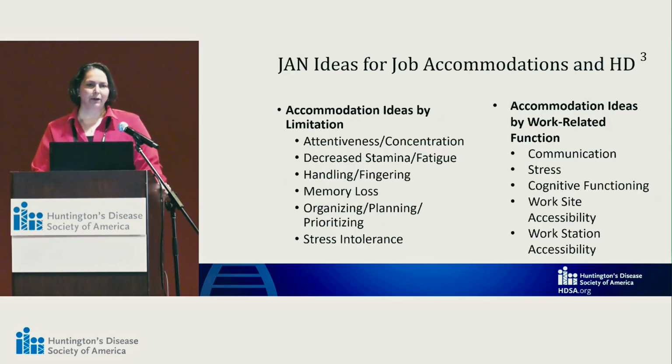So I mentioned the Job Accommodation Network. This is a really wonderful resource. Their website is at the end, and there's a resource list, but it's askjan.org. This is a free resource, and they have very specific hints and tips and technical information about the ADA. What I have up here is their Huntington's disease specific information. So they list, what is your accommodation, and then you can click on that and you can see some ideas of some accommodations that you might need based upon those limitations.